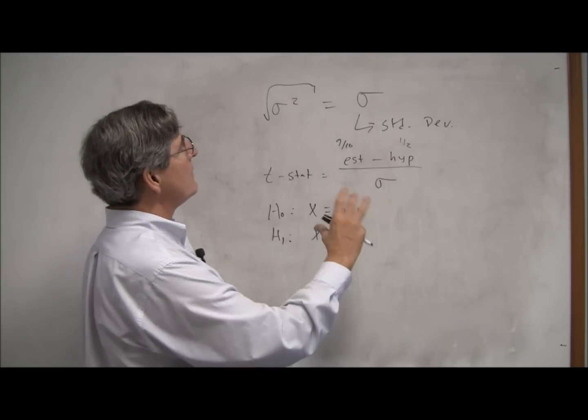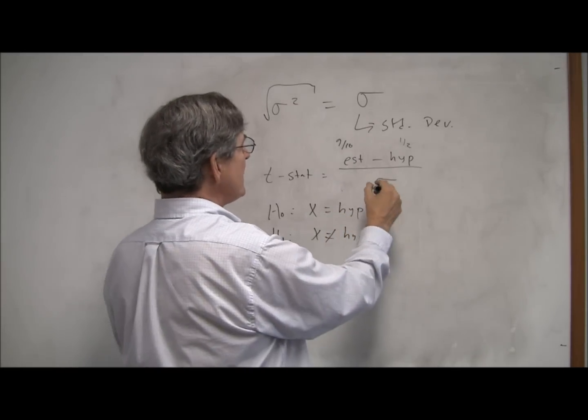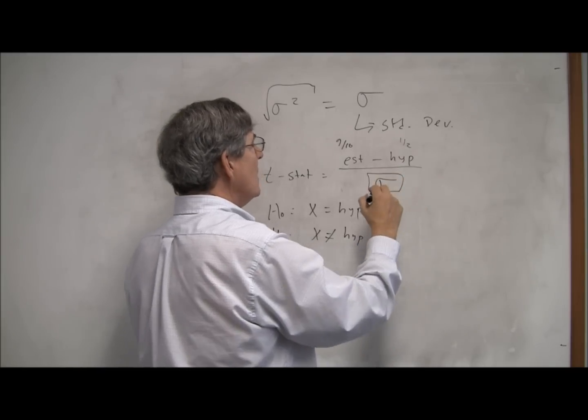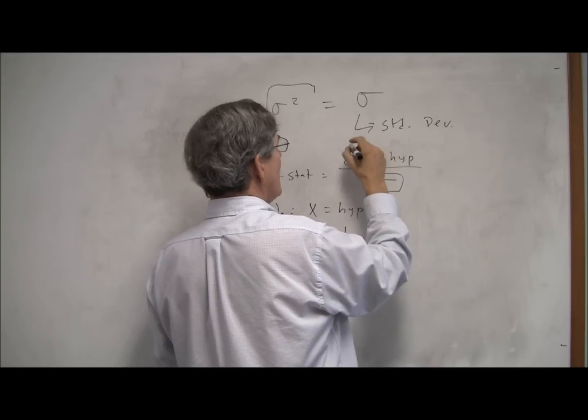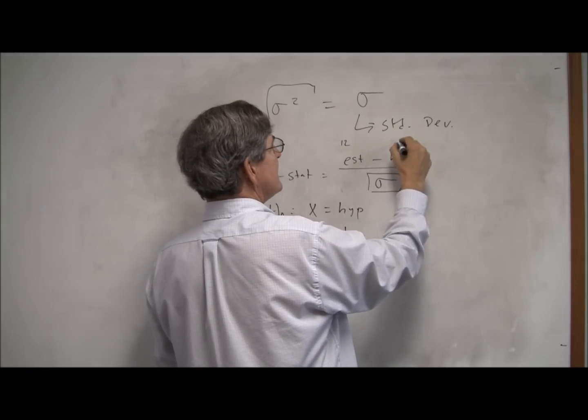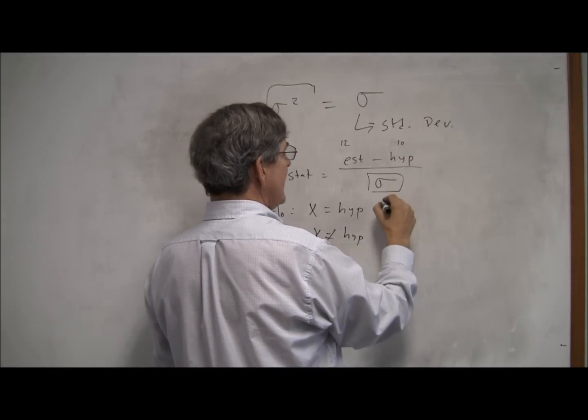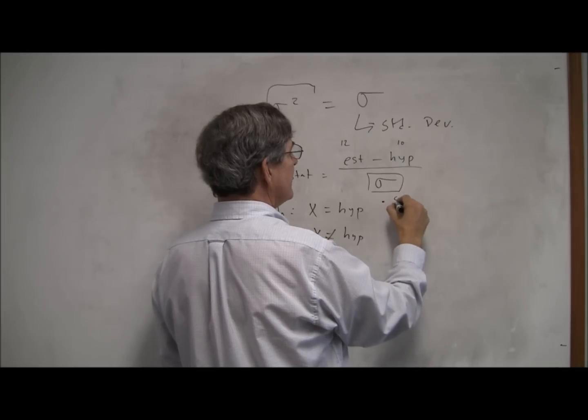And so the way we're going to be able to tell that is we're going to look at the standard error. If we divide by this, suppose that I do the original example, suppose that this is 12 and this is 10, and our standard error is 0.5.